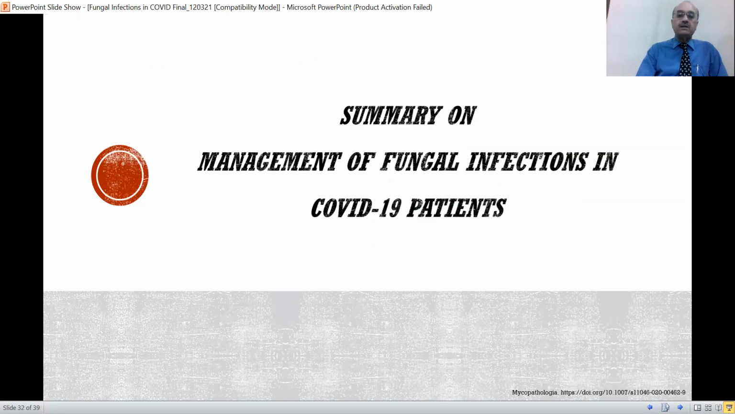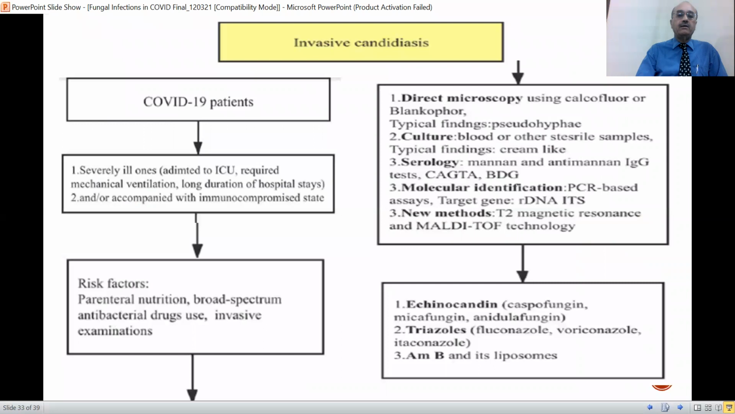So if you summarize the fungal management of invasive candidiasis, the scenario is a COVID-19 patient admitted to the ICU who has all the risk factors like parenteral nutrition, is receiving broad spectrum antibiotics, and is not responding to your treatment. If possible, you do a mini BAL or a tracheal aspiration and do a direct microscopy. If you find typical pseudohyphae, then you send the biomarkers like galactomannan and Maldi-Tof.